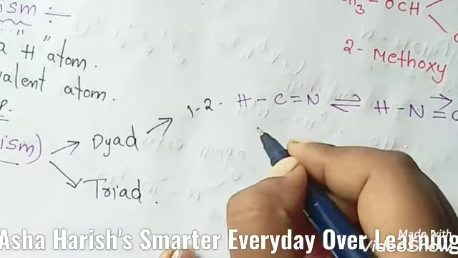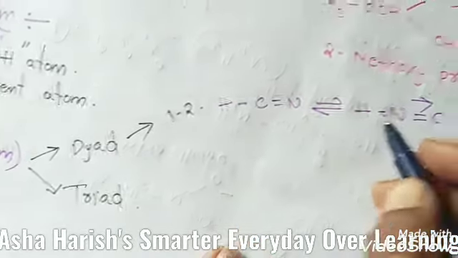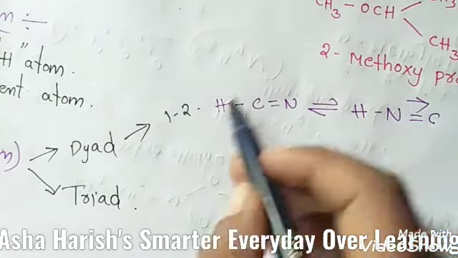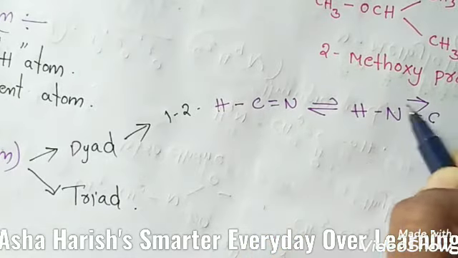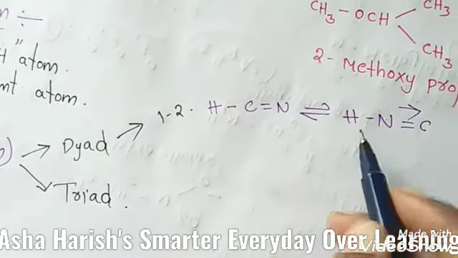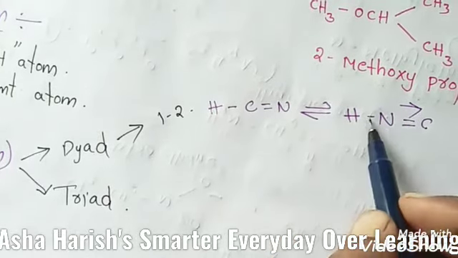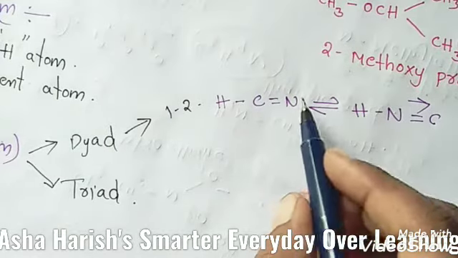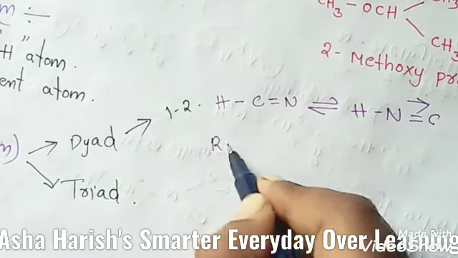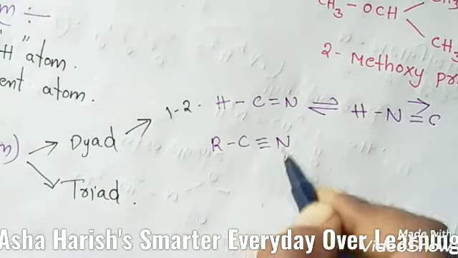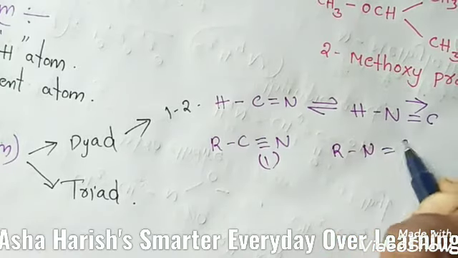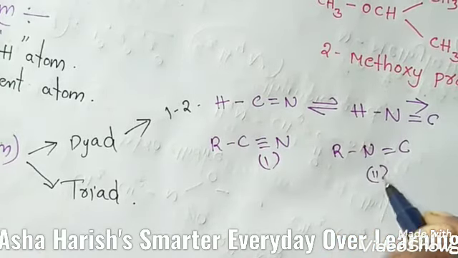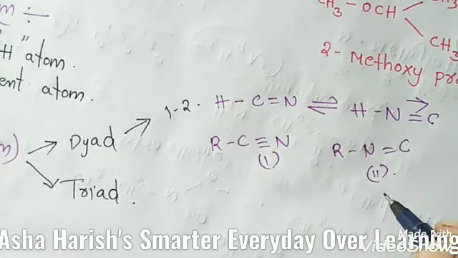Okay, this is hydrogen cyanide and hydrogen isocyanide. Here hydrogen migrates from carbon to nitrogen, like this, carbon to nitrogen. The alkyl derivatives of these tautomers are called cyanides. Here is R-C triple bond N, this is alkyl cyanide, and students, R-N double bond C, this is the second type, that is alkyl isocyanide.